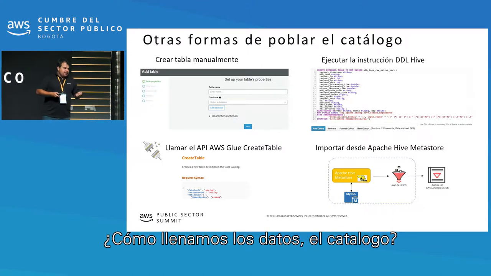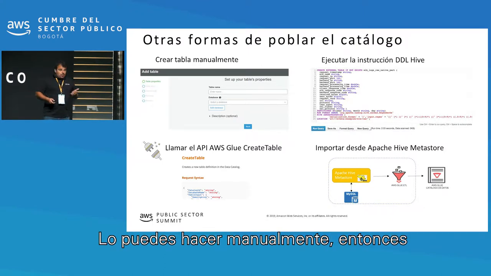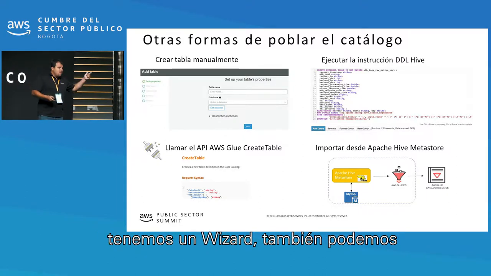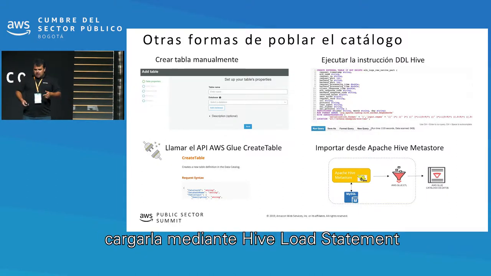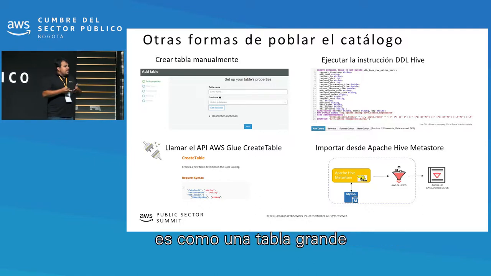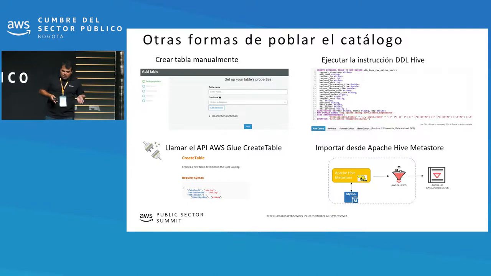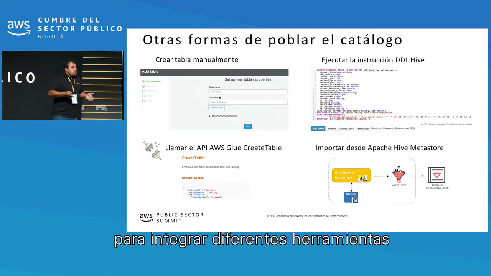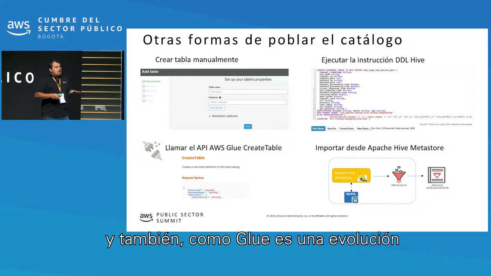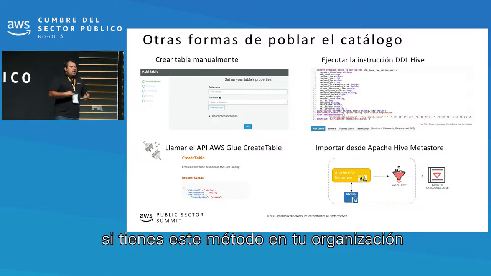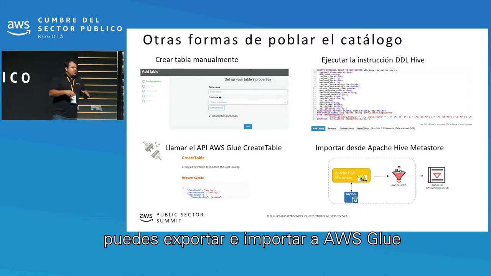How do you populate the catalog, right? So we can do it manually. So we have a wizard, the web console. We can also run a Hive DDL statement. It's like a create table in SQL. We can use the API, so you can integrate with different tools. And also, since Glue is an evolution of the Hive MetaStore, if you have a Hive MetaStore in your organization, you can export and import to AWS Glue.